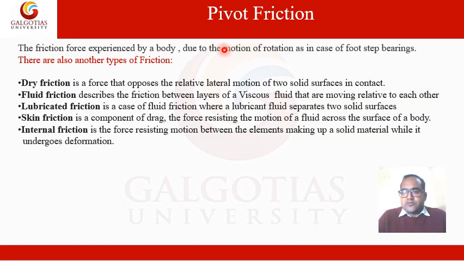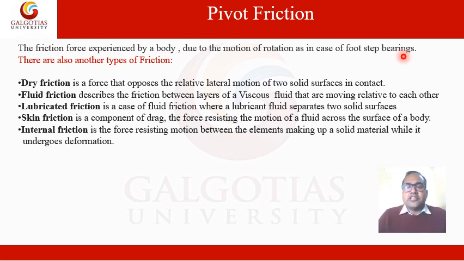Now the third type of the dynamic friction is the pivot friction. Now what is pivot friction? This type of frictional force is experienced by a body due to the motion of rotation, as in case of the footstep bearing. In this type, an opposing force occurs, and this type of friction comes under the dynamic friction.